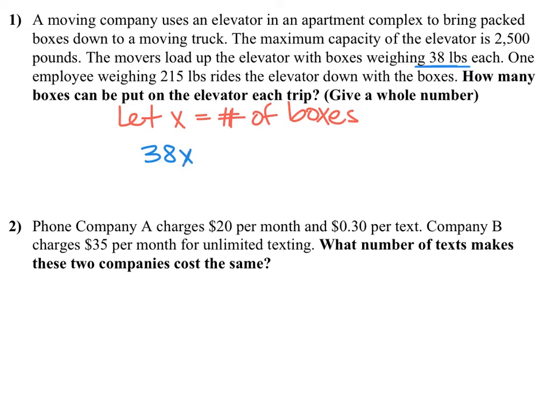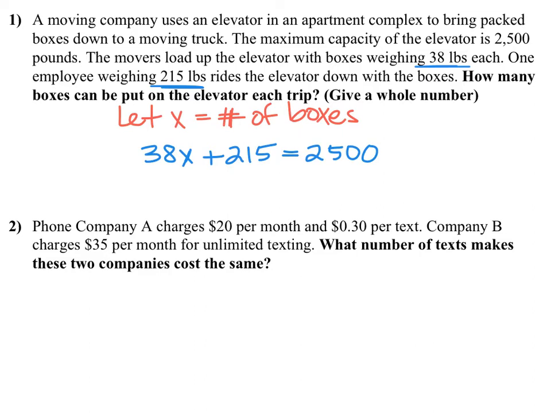It says that the employee weighs 215 pounds. We're not going to put a variable next to that because there's only one employee and the elevator happens once. And my total is 2,500, which is the total number of pounds the elevator can hold. And then you go ahead and solve that. Pause the video and do that yourself.